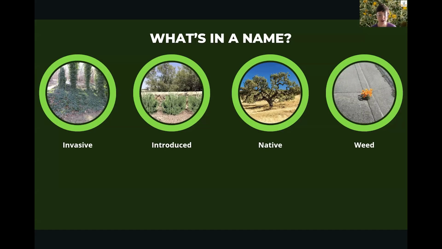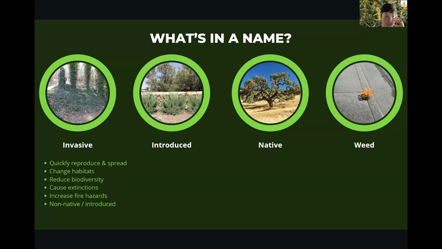Alrighty, so here we go. Our first section, a little bit of invasive plant background. I'm sure you've heard these terms thrown around before: invasive, introduced, native, and weed. So what do all of these things mean and what's the difference? The invasive plant here, we've got English ivy crawling all over the ground and up the trees. Invasive plants are plants that quickly reproduce and spread. They change habitats, they reduce biodiversity, they can cause extinctions, they can increase fire hazards, and they are non-native and introduced.